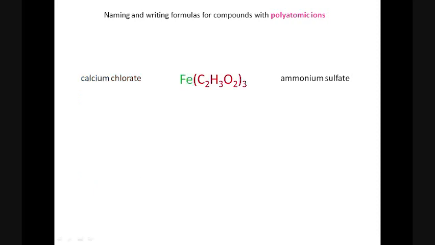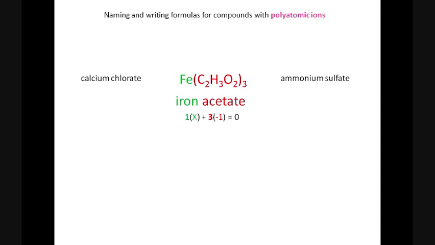The second example gives us the formula Fe(C2H3O2)3. Wow, that's a lot of letters. The parentheses here are the giveaway that this is a polyatomic ion. According to the polyatomic ion list, C2H3O2 is acetate. That gives us the basic name of iron acetate, but iron is a green element, so it needs a Roman numeral. We can use AX plus BY to find the charge on iron.